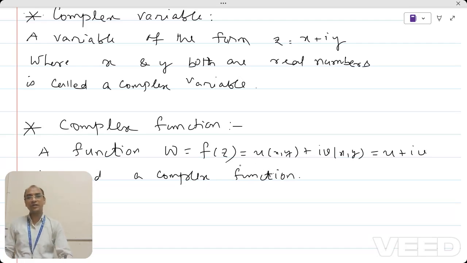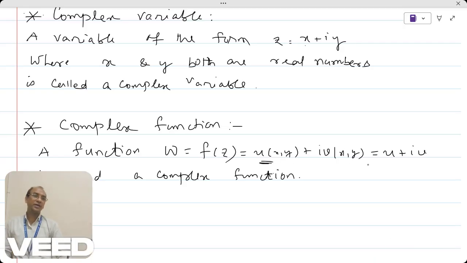So here you see that if z is a complex variable, then the function of z is called complex function. Here, in case of z, x is the real part, y is the imaginary part. In the case of w or f of z, we can have u plus iv, where u we will call as a real part, v we will call as an imaginary part. Remember that they are not constant, they both are functions of x and y.